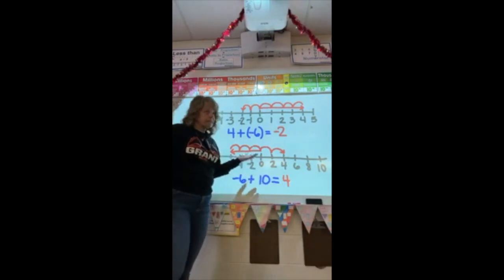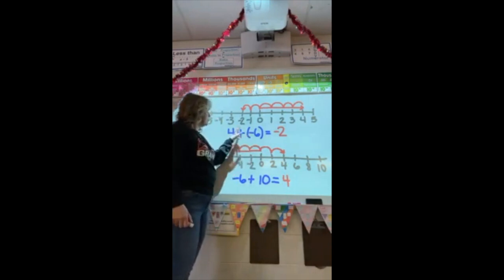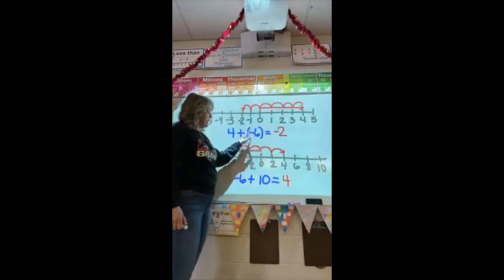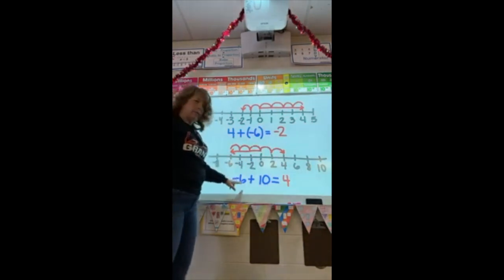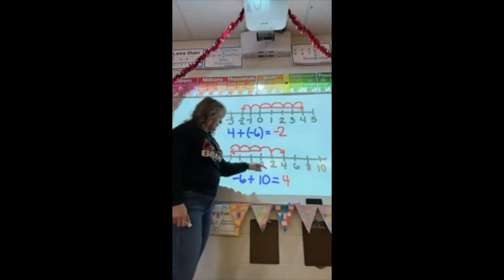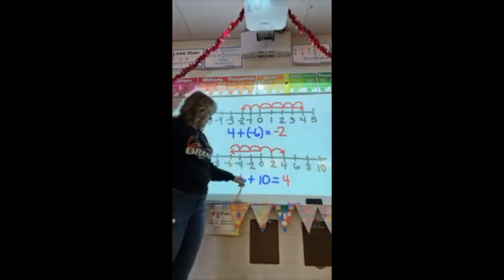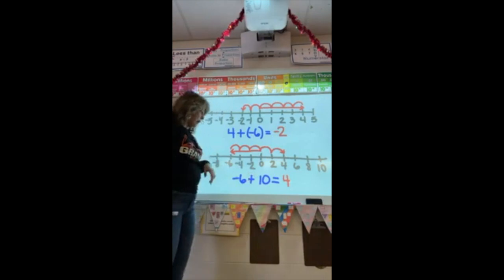There's a song we could sing. Same signs, add and keep, different signs, subtract. 6 take away 4 is 2. Take the sign of the higher number, then it'll be exact. We have more negatives, so our answer is negative. Same signs, add and keep, different signs, subtract. Take the sign of the higher number, then it'll be exact. If they have different signs, I subtract those two numbers and take the sign of what we have more of. Here we have more positives.